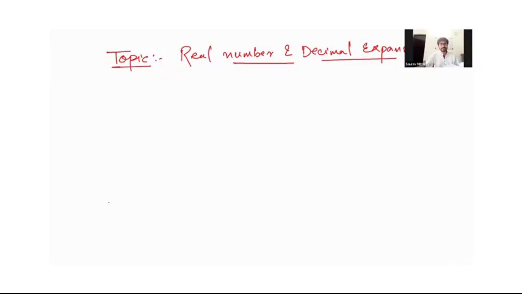Today's topic for the session is real numbers and decimal expansion. We will understand what a real number is and we will see the decimal expansions of them. So what does real number mean?